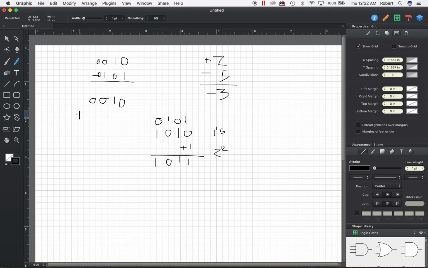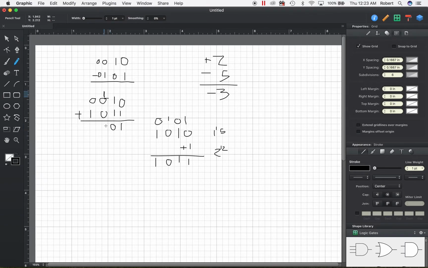And we add the 2's complement. So this is going to be this. This is the 2's complement of negative 5, and we add that. So now what we get is this. Let's see, 0 plus 1 is 1. 1 plus 1 is 2. So that means I put the 0 down and I carry the 1 over here because 1, 0 is 2.